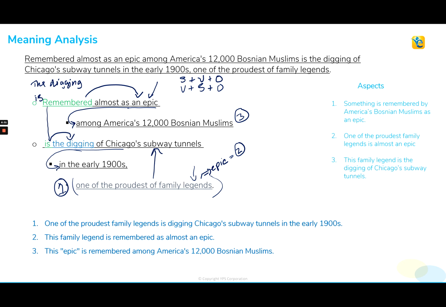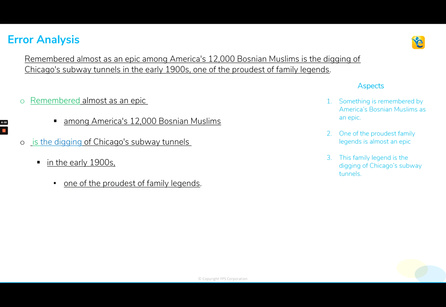So let's move into that error analysis now that we have that meaning analysis. And we know we definitely are dealing with a communication-based sentence. And now that we've extracted those logical aspects, using the tools of grammar, grammatically speaking, nothing's really wrong here. I mean, we don't have the meaning we need, so we definitely have to find an answer choice that communicates that logical intended meaning.